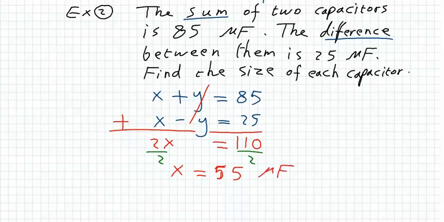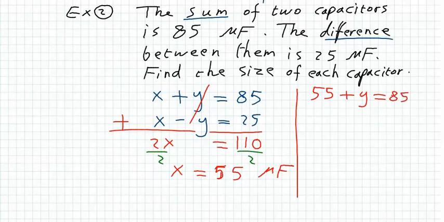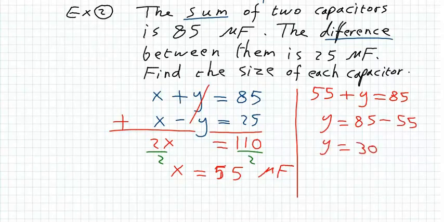To find the size of the second capacitor, you just substitute this value in one of the original equations. So we can say 55 plus y equals 85. Then y is equal to 85 minus 55. So y is equal to 30 microfarads. And this is the size of the second capacitor.